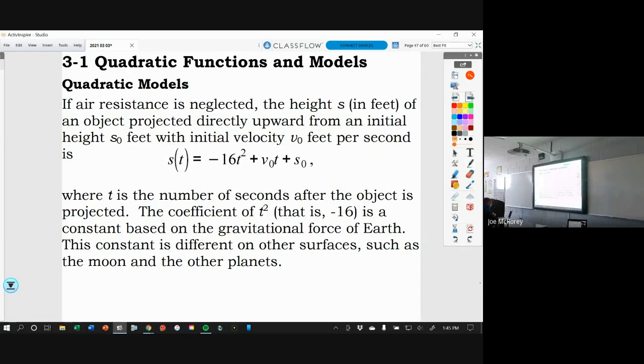Anytime you see a subscript 0, that indicates beginning. V is velocity, s is height. T is the number of seconds. The coefficient of t squared, the negative 16, is a constant of gravitational force on Earth at sea level. We're going to use that equation.